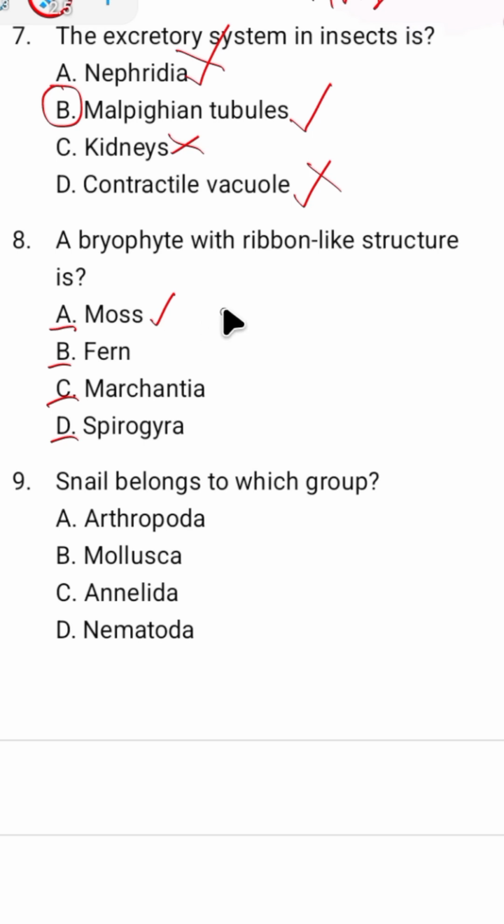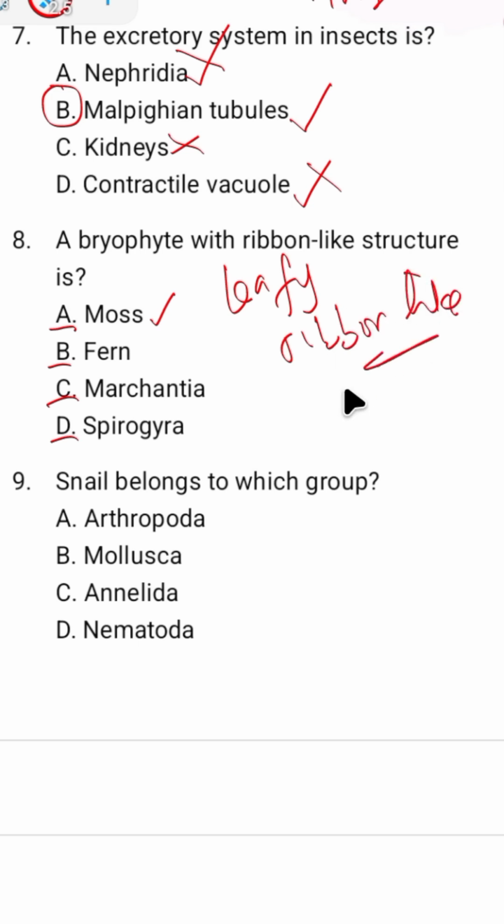But their structures are actually leafy. Their structures are leafy and not ribbon-like. The keyword Jamb is asking for here is this ribbon-like structure. Which of these have the ribbon-like structure? So these mosses actually have small leaf-like structures that look exactly like a leaf. You know what a leaf looks like. So they have small leaf-like structures growing on the stems.